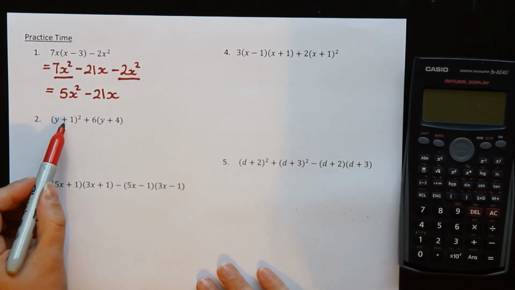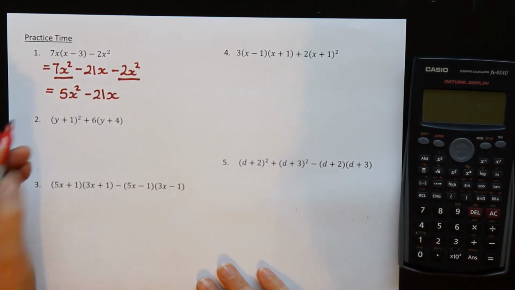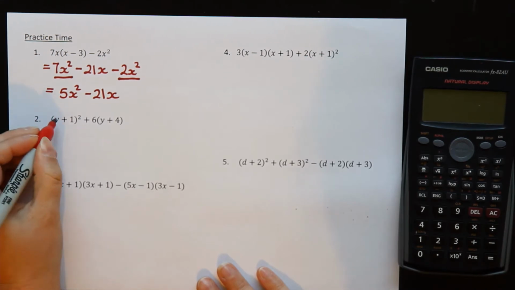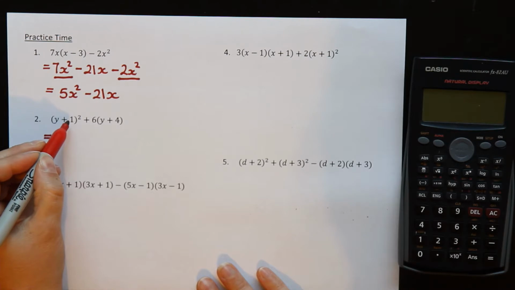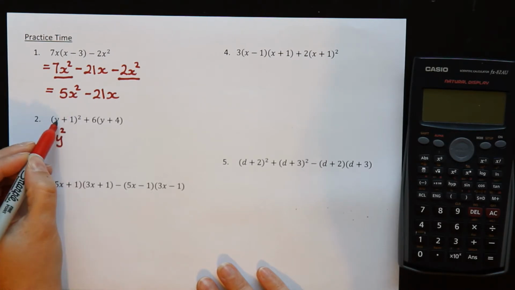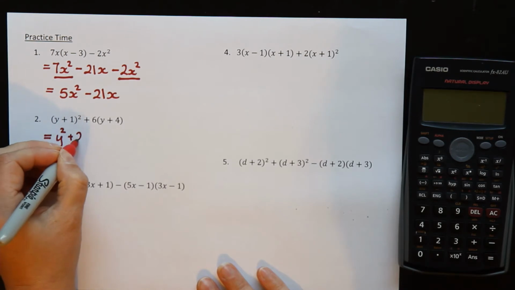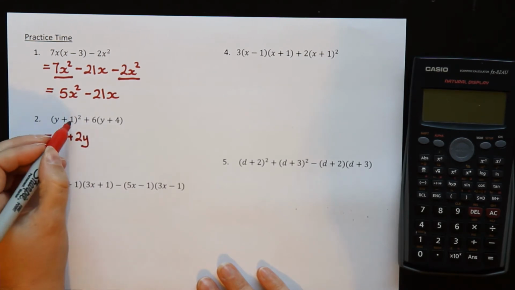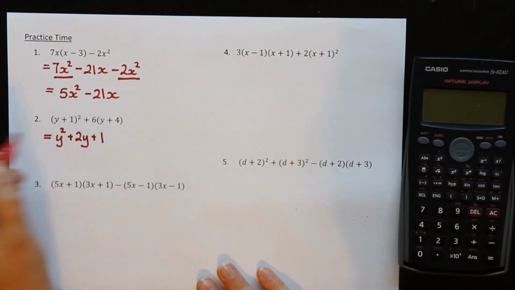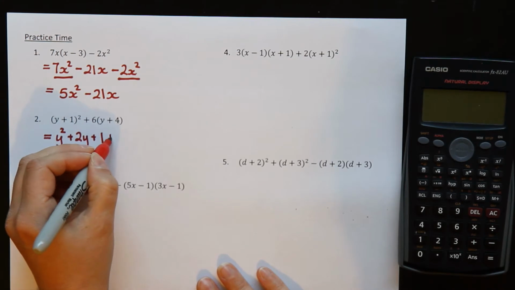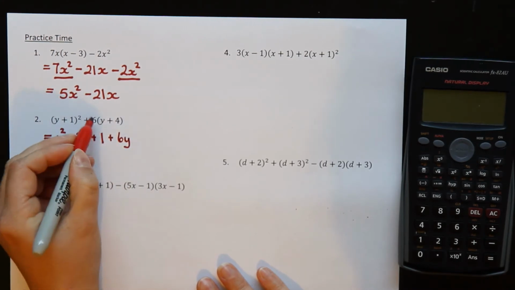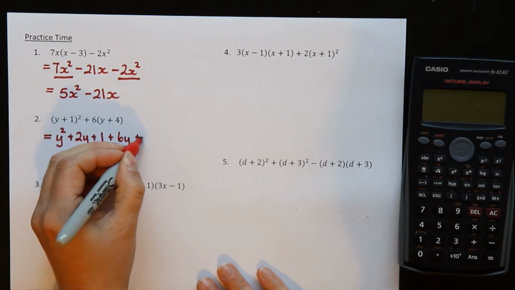Question 2, I have a bracket squared, so it's a perfect square. So we will do y times y is y squared. The middle terms, we do the 1 times the y, which is 1y, but then we have to times that by 2, so it'll become 2y. And the last thing, which is 1 times itself, 1 times 1 is 1. Then a 1 bracket expansion, 6 times y, 6y, and 6 times 4 is 24.